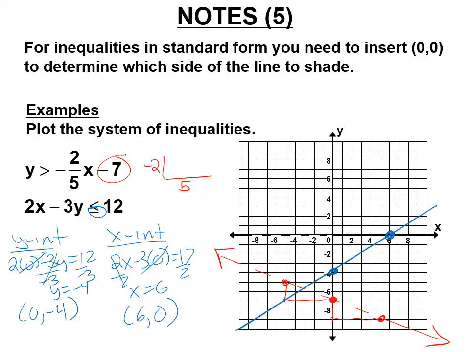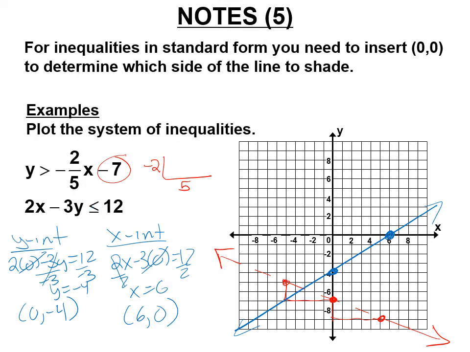So we're making a solid line, and the blue, we're shading below. Oh, no, you can't just do that. I almost did a classic mistake. I can't just look at the symbol. This is standard form. I have to see if 0, 0 is a solution to this system.